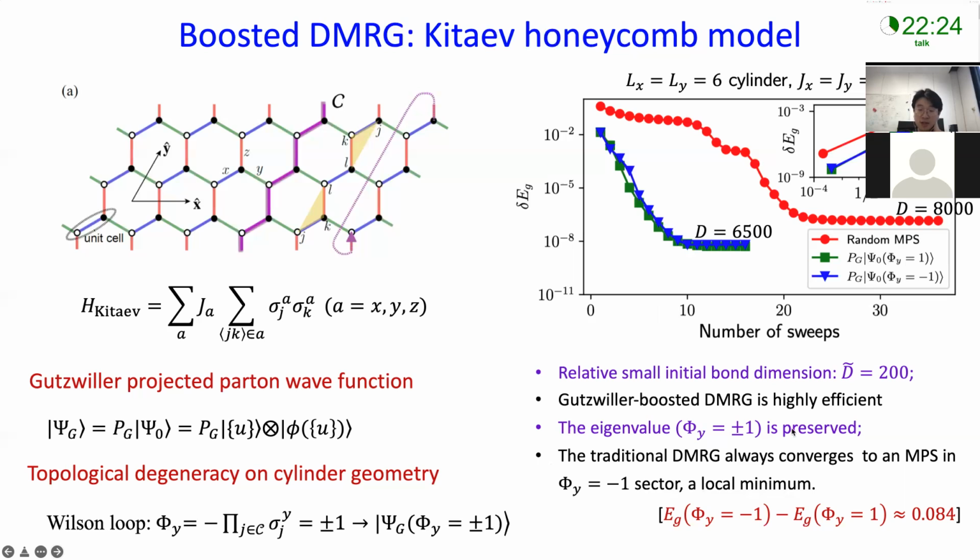And one interesting thing is that we initialized the traditional DMRG with different random states, but it always converges to the phi y = -1 sector, which has a higher energy. So it is a local minimum. It means for 2D, maybe traditional DMRG will be trapped in a local minimum. But if the initial state is correctly chosen, you can avoid this local minimum.